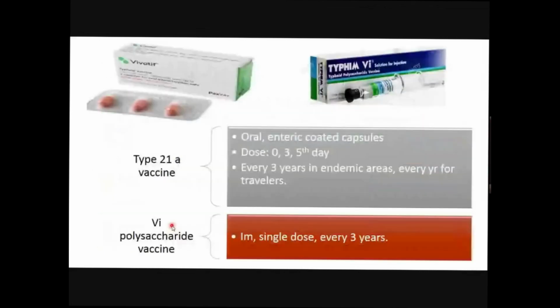And lastly, a word about vaccine. The vaccine, I think, is not very protective. There are two types of vaccine: an oral vaccine and an intramuscular vaccine. The oral one is the Ty21a vaccine, with 3 doses taken on day 0, 3 and 5. It should be given every 3 years in endemic areas, and every year for travelers going to endemic areas. It's available as oral enteric coated tablets. And this is the Vi polysaccharide vaccine, which is given as a single dose every 3 years, intramuscularly. So this is about vaccine.